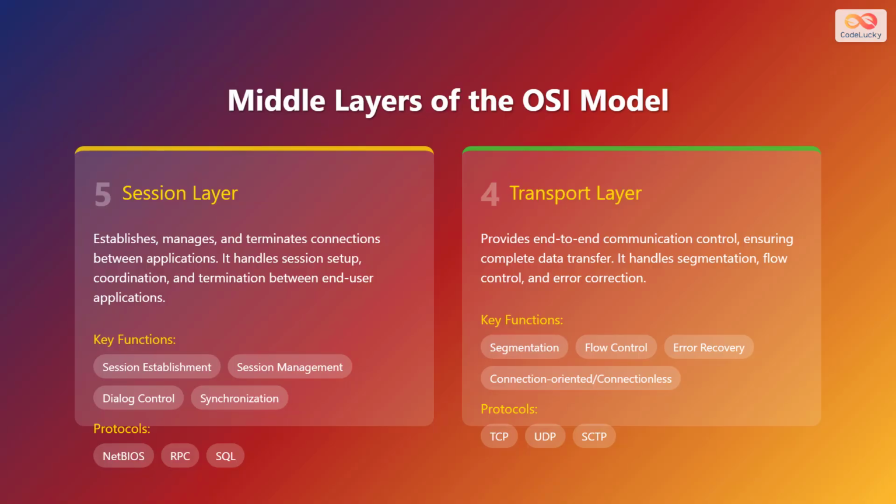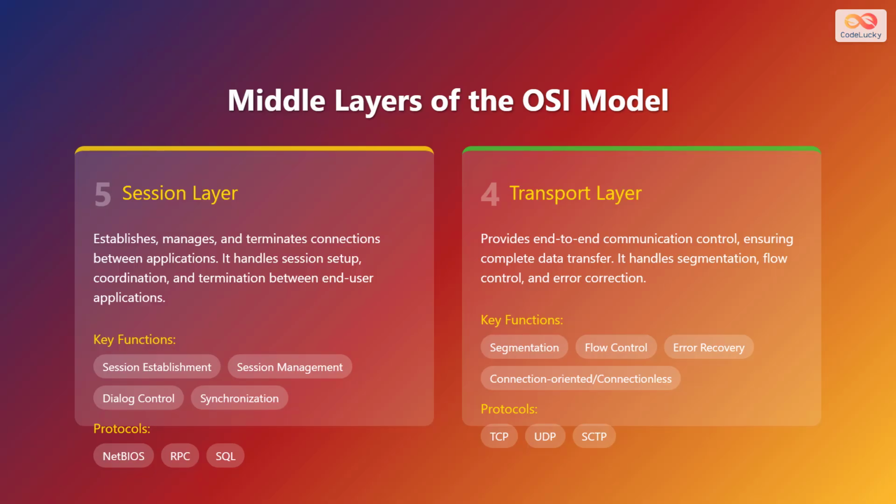Let's continue our journey through the OSI model with a look at the session layer and the transport layer. The session layer, also known as layer 5, establishes, manages, and terminates connections between applications. It handles session setup, coordination, and termination between end-user applications. Key functions of the session layer include session establishment, session management, dialogue control, and synchronization. Some of the protocols associated with this layer include NetBIOS, Remote Procedure Call or RPC, and Structured Query Language or SQL.